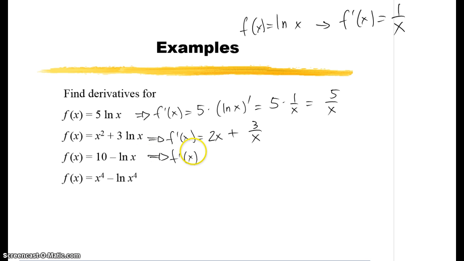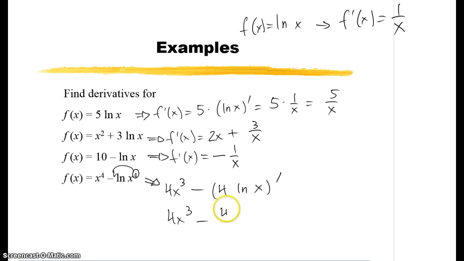Okay, how about part C here, the third one? The derivative of 10 is 0, so we don't write that. The derivative of negative ln of x is negative 1 over x. That's our derivative there. Finally, for the last one, the derivative of x to the fourth is 4x cubed. Now notice, ln of x to the fourth could be written as 4 ln of x, and we're looking for the derivative of that, right? I can bring the 4 down, in other words. Okay, and what is that going to give me? That's going to give me 4 over x. And that's how we get the answers.